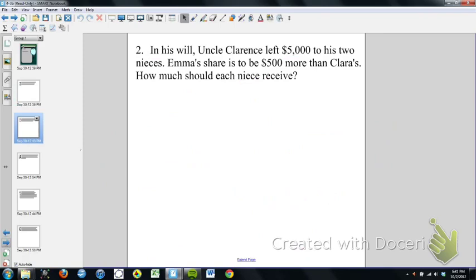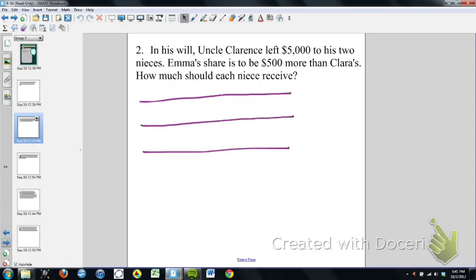Okay, the second problem is this one. In his will, Uncle Clarence left $5,000 to his two nieces. Emma's share is to be $500 more than Clara's. How much should each niece receive? Again, I'm going to make a table, and I am looking for what Emma's share is and what Clara's share is.